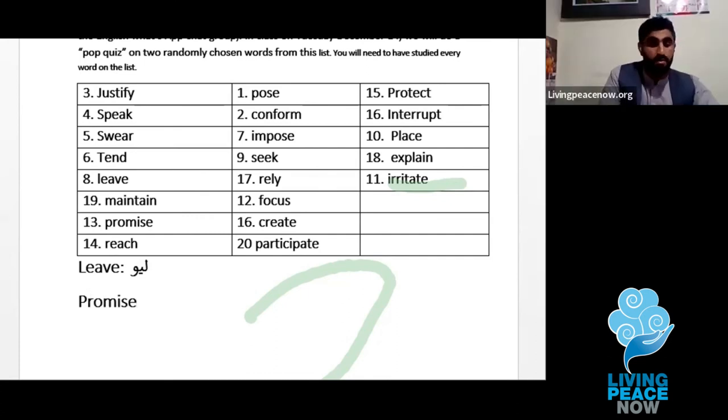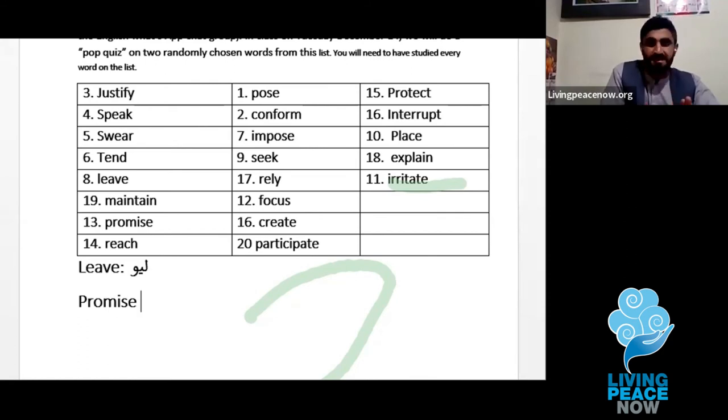Promise is a noun and a verb. How can we change it to a noun? Promises is the plural form, and you remove the s. This is also a noun, like the word swear.